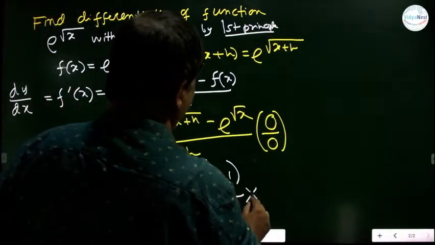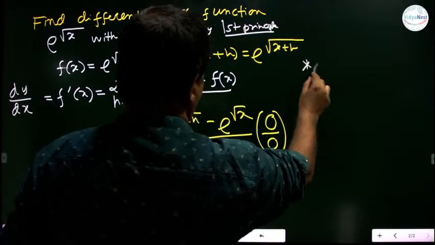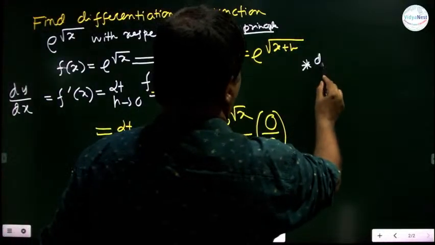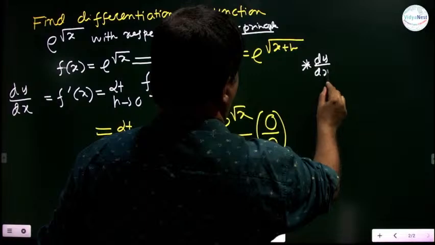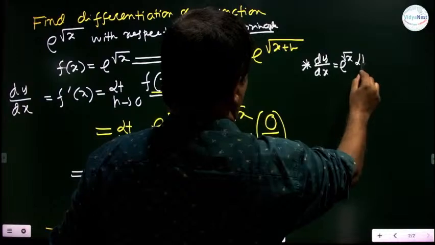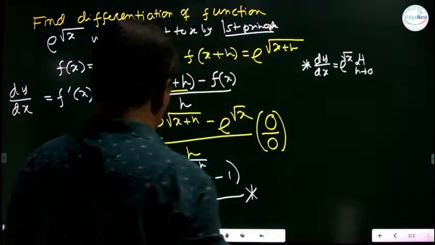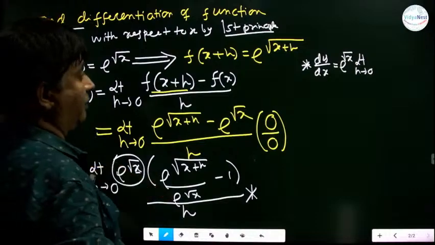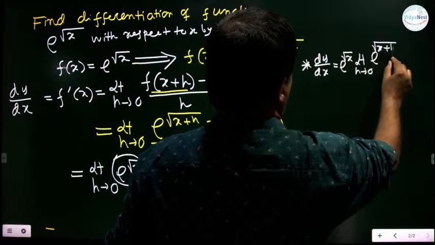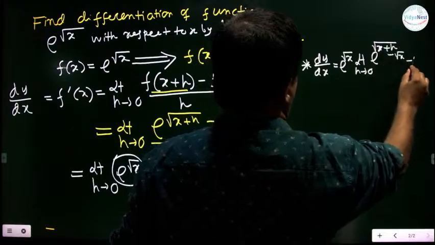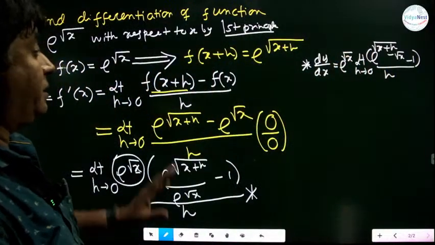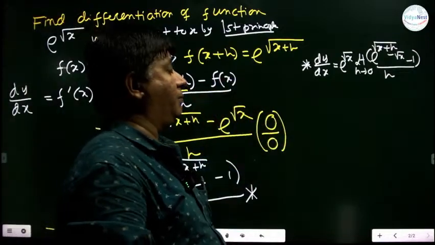After this stage, I will write here. See, e to the power root x will be brought out. What will be left in the limit? See, base same, power different: e to the power root x plus h minus root x, minus 1, by h. So this simplification we have got.